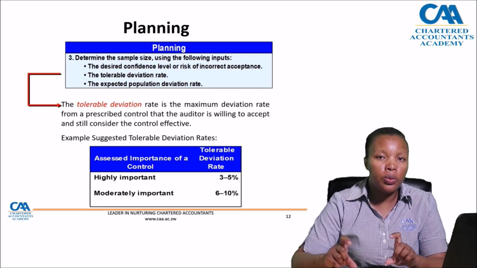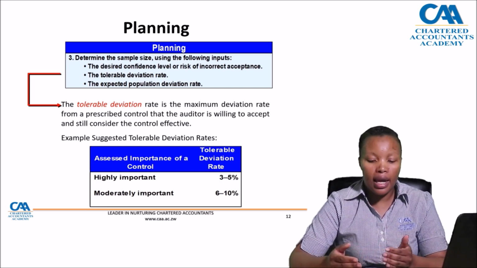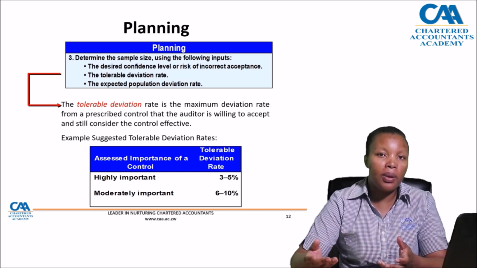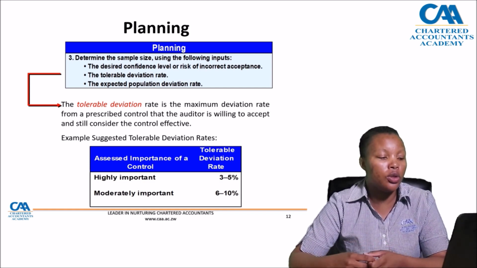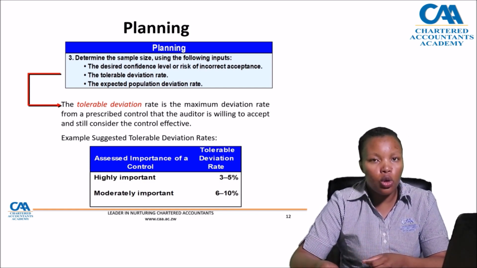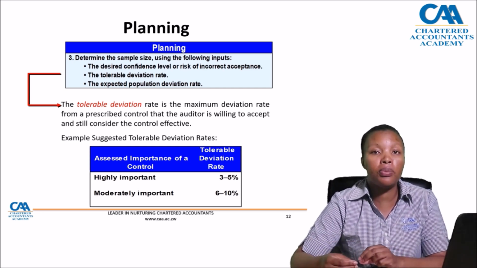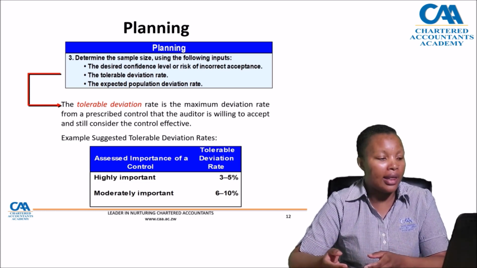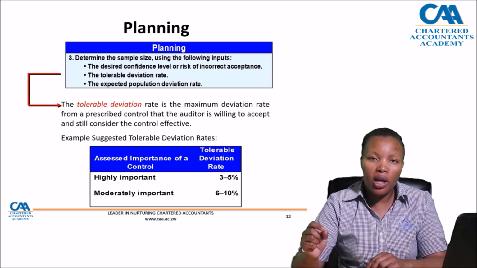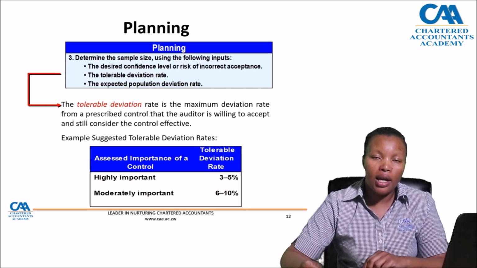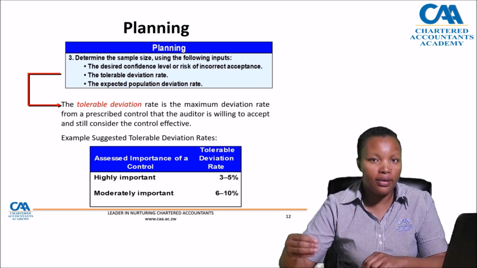So if you look at your slide, we've got a smaller table there, and our smaller table is probably further explaining the concept that I'm trying to explain to you. If we assess the control to be of importance, remember we've got different controls, and some controls might be assessed to be of more importance than others. So if we assess that this control is highly important, then our tolerable deviation rate has to be lower. It means that our tolerable deviation is maybe going to be 3 to 5%.